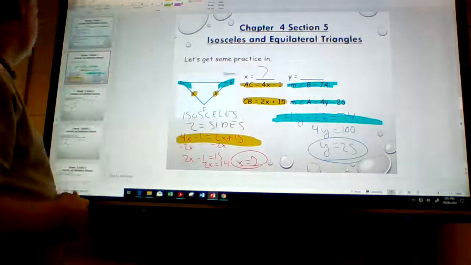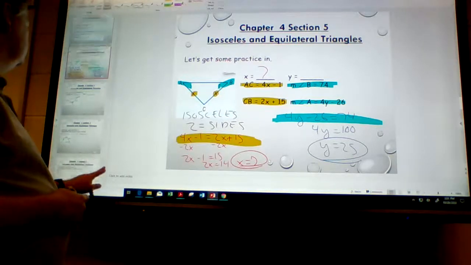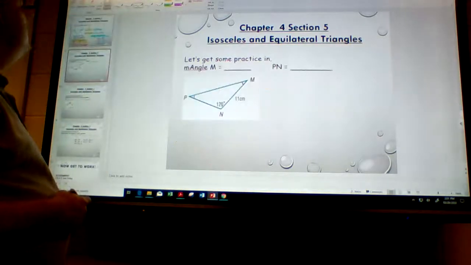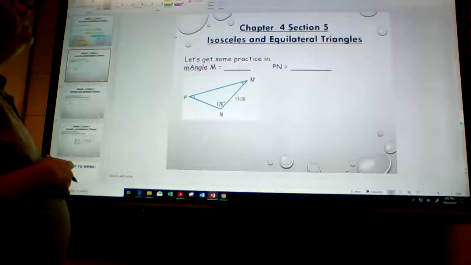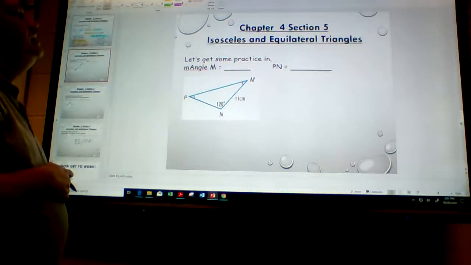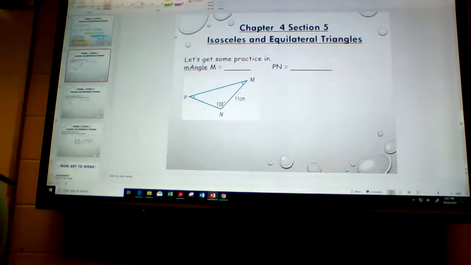All right, we got that. Let's do a few more so you can see how this works. Okay, now it says let's get some more practicing. We know that measure of angle M equals what we're looking for. We're also looking for PN.